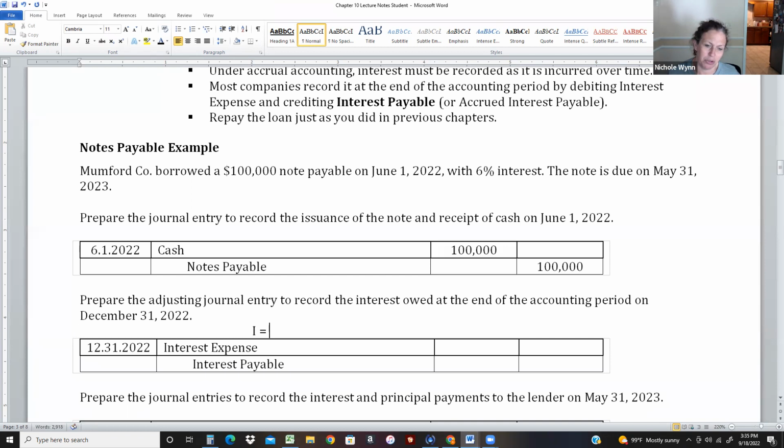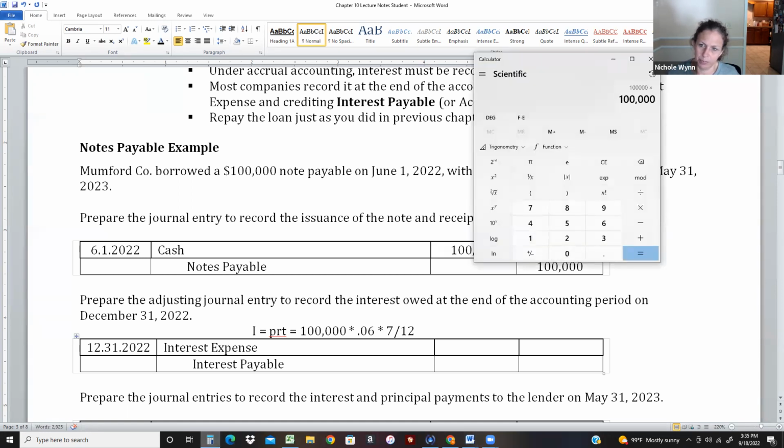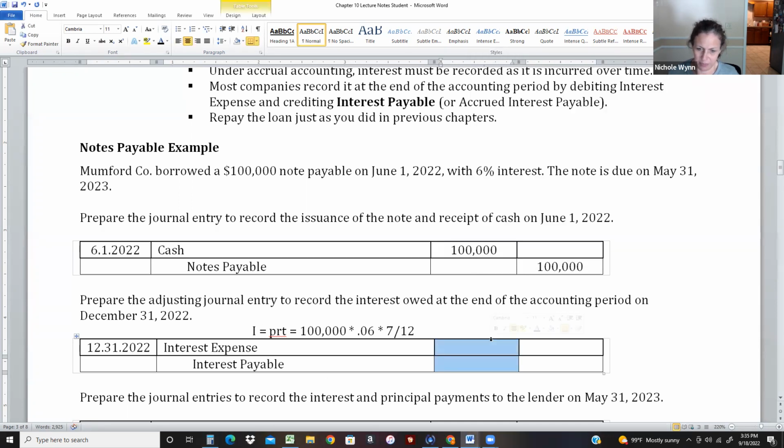So this is interest we will pay in the future, but we'll use the exact same concept, I equals PRT. Principal 100,000 times a rate of 0.06 times however many months out of 12, always 12. We got the loan on June 1. So June, July, August, September, October, November, December, 7/12. That's $3,500. So that's the interest we owe as of December 31.